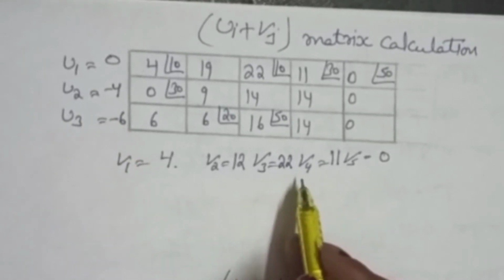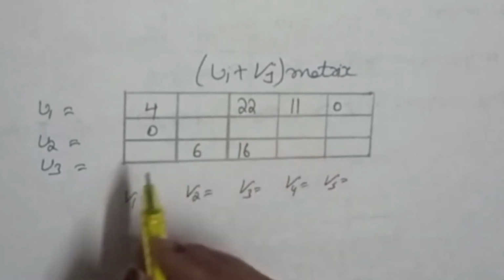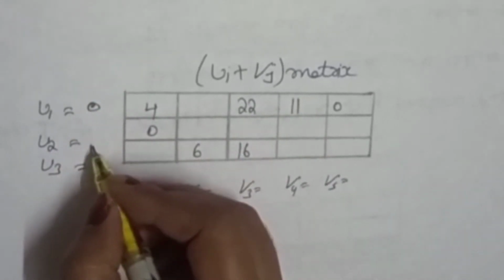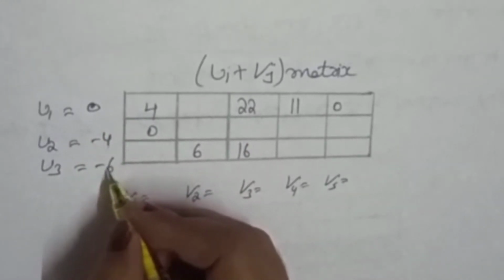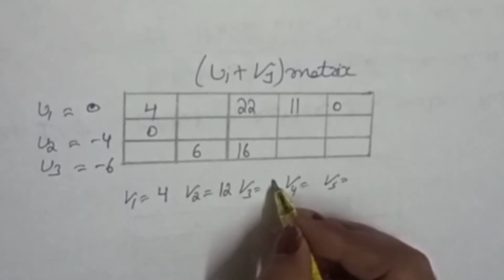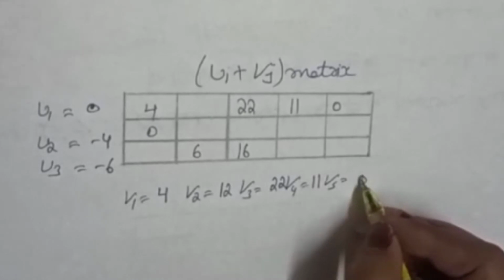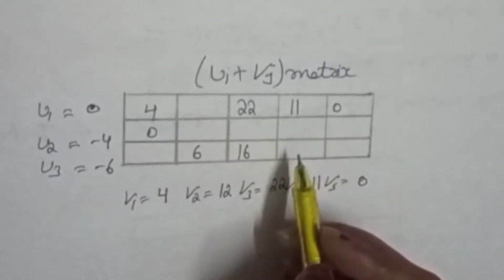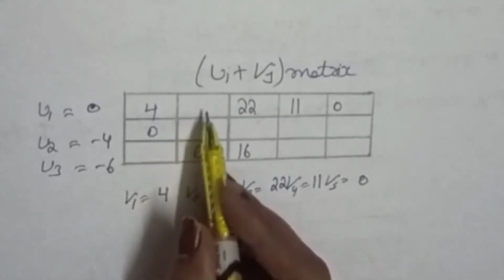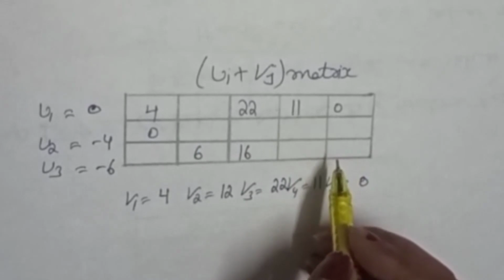This is our ui plus vj values. Now we will make this ui plus vj matrix. Here we have all u values: 0, minus 4, minus 6. v1 is equal to 4, v2 is equal to 12, v3 is equal to 22, v4 is equal to 11 and v5 is equal to 0. These cells have allocations. So now we will calculate the values of these blank cells. These blank cells are our unallocated cells.